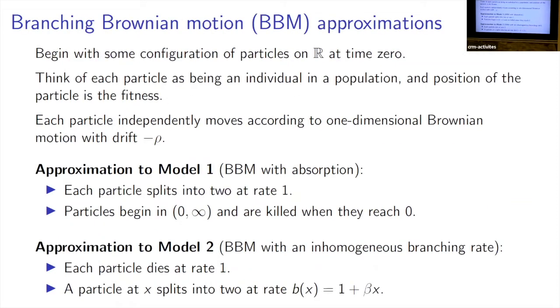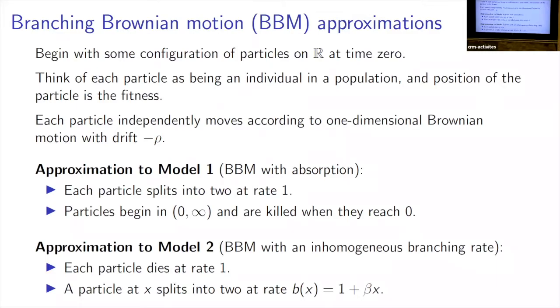What we want to do is to approximate these two population models using branching Brownian motion. And so we want to define how we do that. So we're going to begin with some configuration of particles on the real line at time 0. And we want to think of each particle as representing an individual in a population. And the position of the particle corresponds to the fitness level of the individual. Now, each particle is going to move according to one-dimensional Brownian motion with a drift of negative rho.